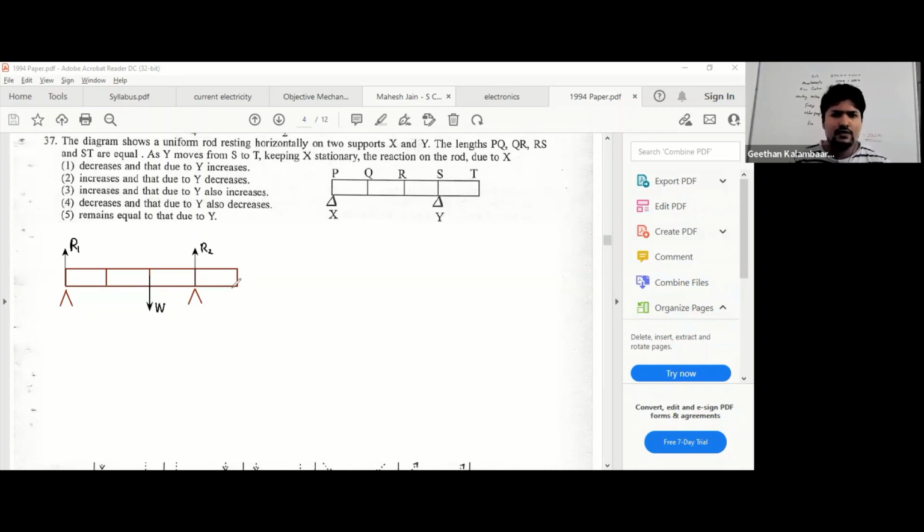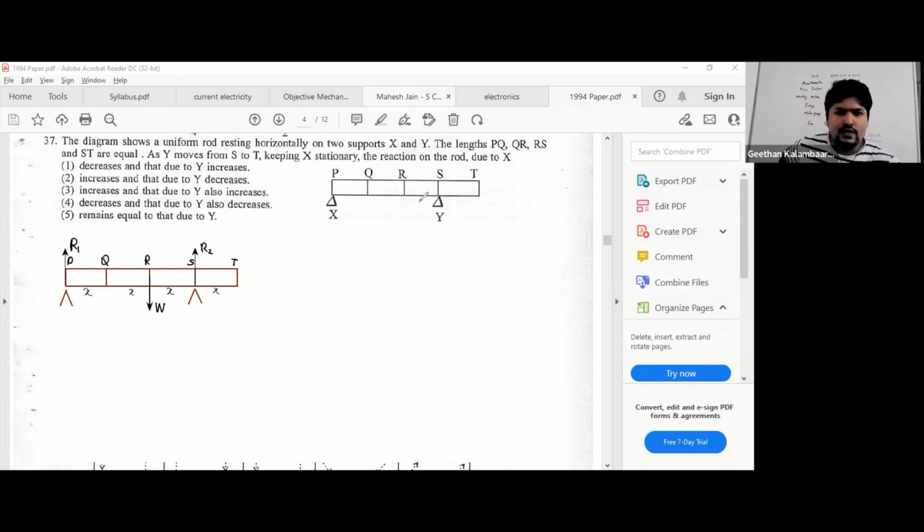So I am going to get the lengths. These lengths are equal. Each length, I'm going to take that as x. And the point here, that's R, Q, P, S, T. All the lengths x, x, x, x.